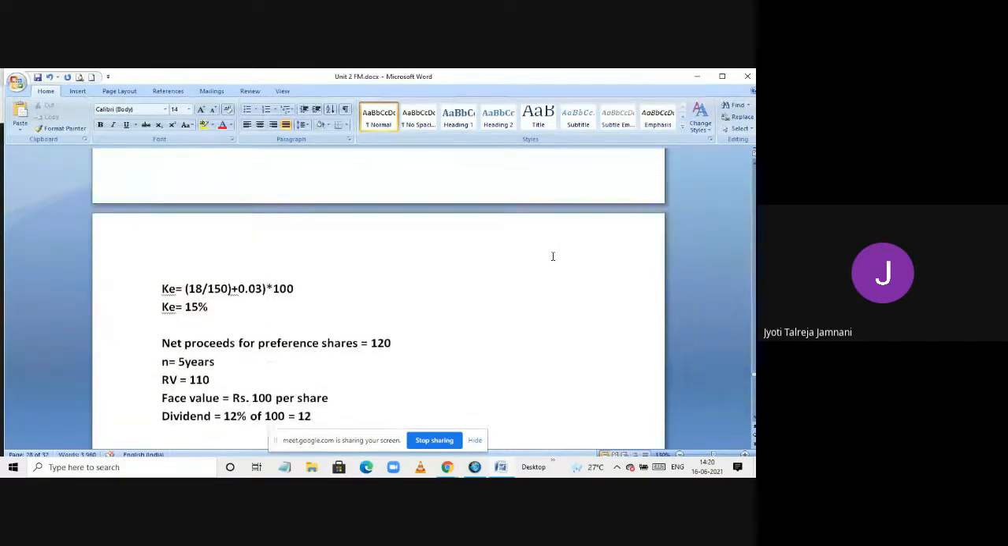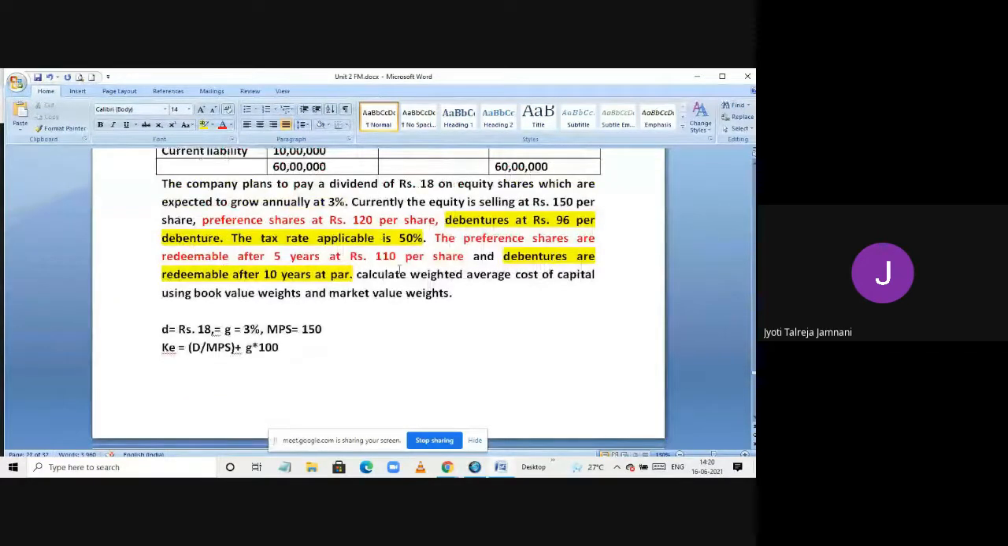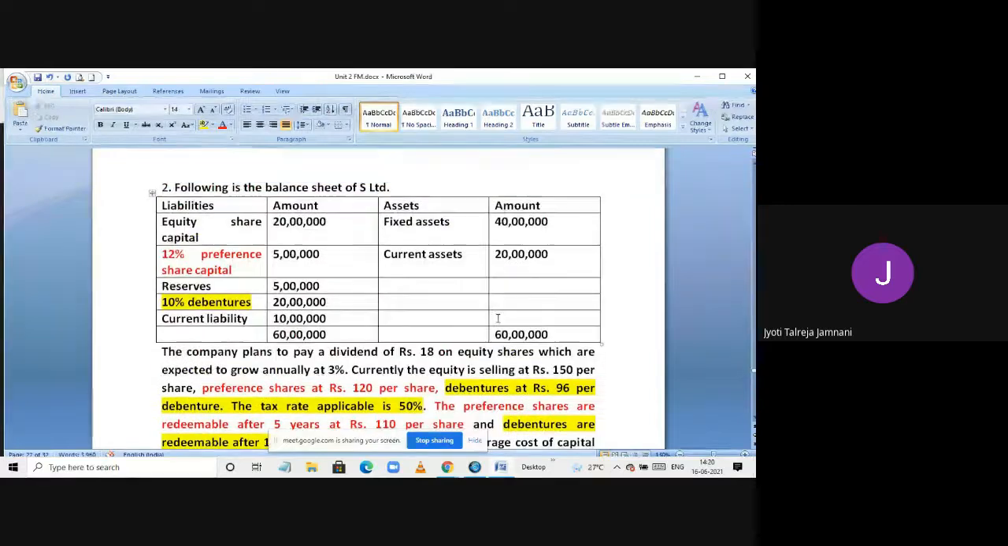Now we can find the weighted average cost of capital. Calculate the weighted average cost of capital using book value weights and market value weights. Again I'm repeating, whatever is given in the balance sheet is book value. Market value they have not given, so we have to find the market value. How to find it? We'll see it later. First we'll find WACC using book value weights.